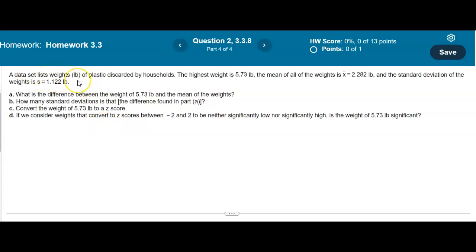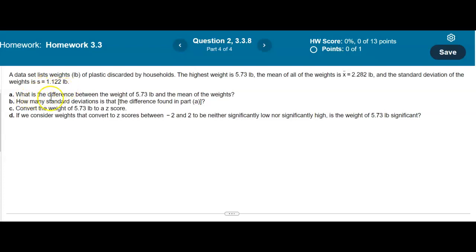A data set lists weight in pounds of plastic discarded by households. The highest weight is 5.73 pounds. The mean of all the weights is 2.82 pounds. And the standard deviation of the weights is 1.122 pounds.